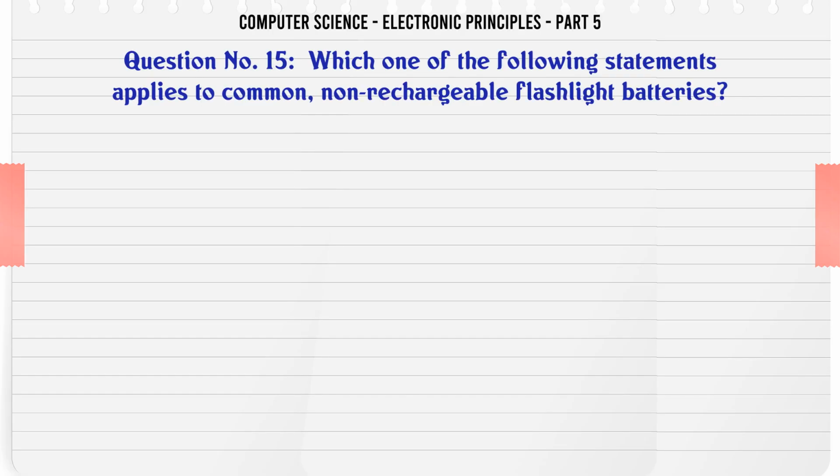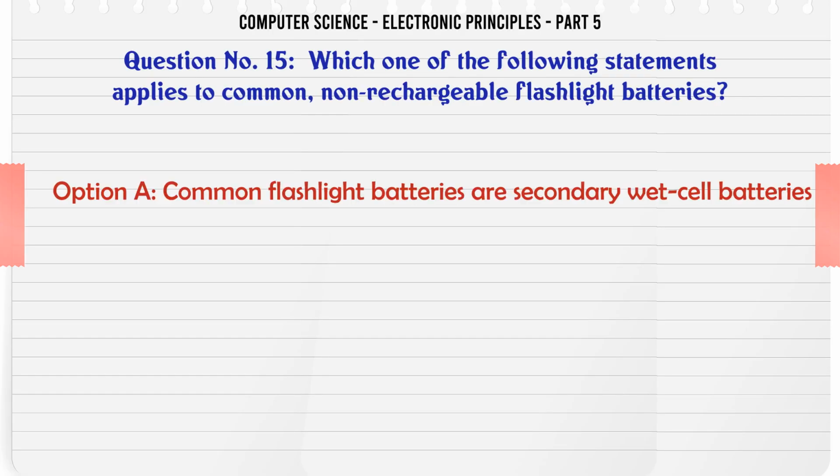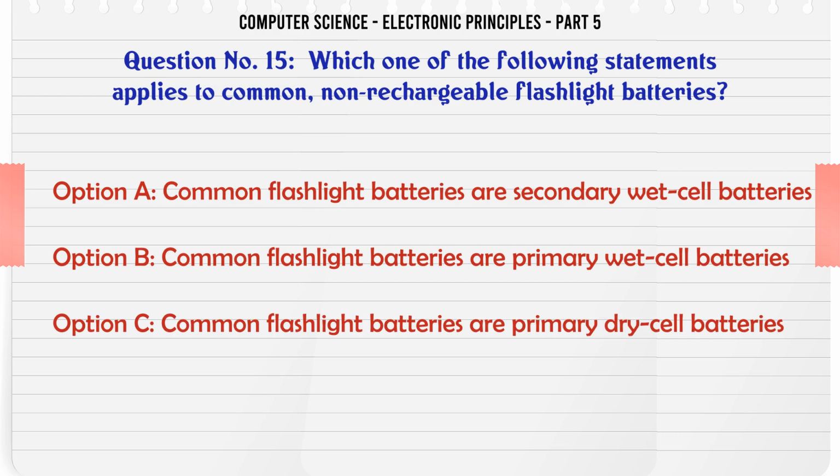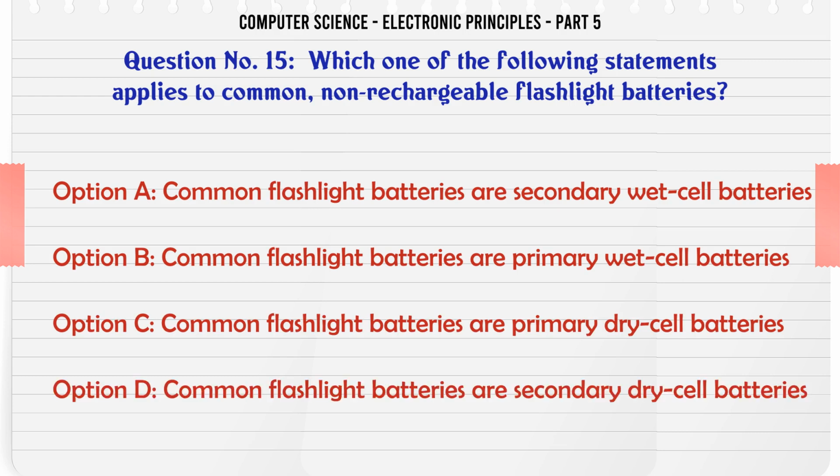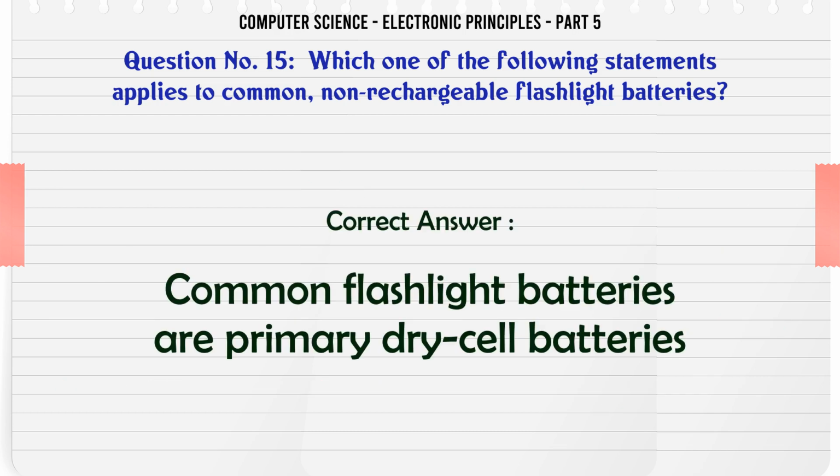Which one of the following statements applies to common non-rechargeable flashlight batteries? A. Common flashlight batteries are secondary wet cell batteries. B. Common flashlight batteries are primary wet cell batteries. C. Common flashlight batteries are primary dry cell batteries. D. Common flashlight batteries are secondary dry cell batteries. The correct answer is common flashlight batteries are primary dry cell batteries.